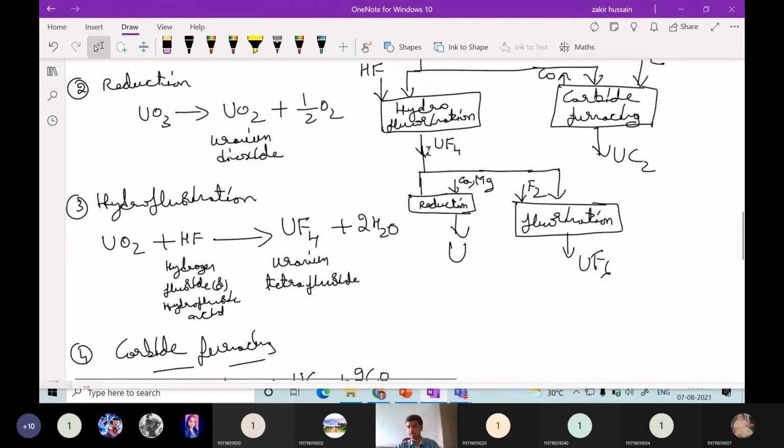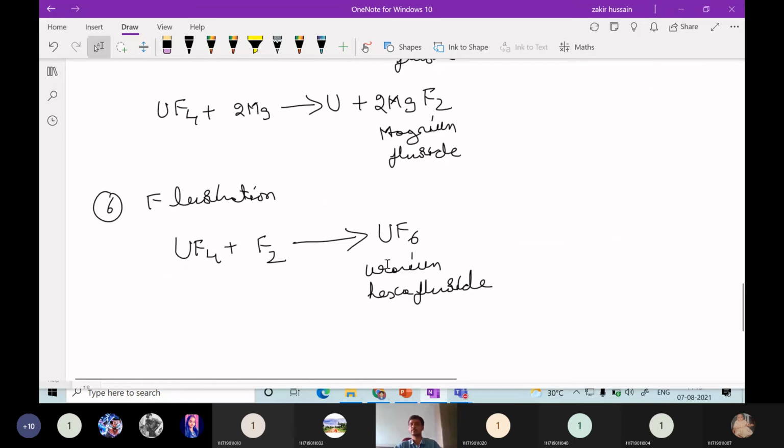Then further, if you want to convert this uranium tetrafluoride to uranium hexafluoride, you have to fluorinate that particular UF4 with fluorine. So UF4 plus F2 will react to form uranium hexafluoride.